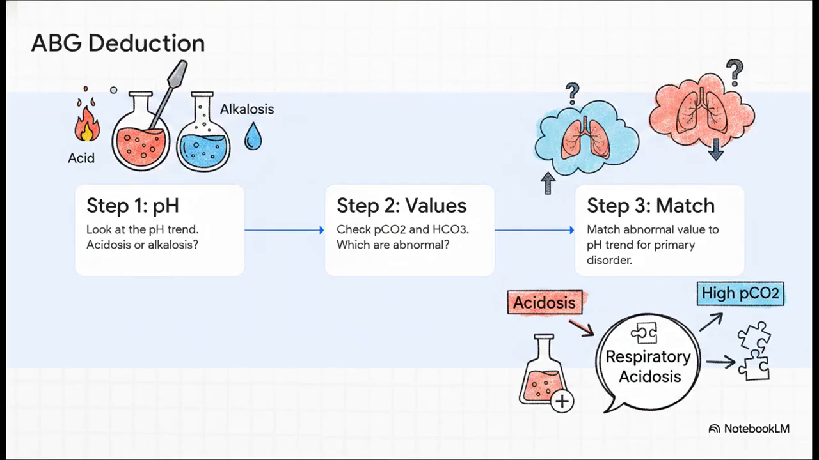Let's move to LOST and see how this builds into a foolproof 3-step logical deduction. It's like a giant puzzle. Step 1, look at the pH. Is it overall acidic or alkalotic? Step 2, look at your PCO2 and HCO3 individually. Which ones are abnormal? Step 3, match the abnormal value to the overall pH trend. If the pH is acidotic and the PCO2 is high, boom, it's respiratory acidosis. It is just a simple matching logic puzzle.